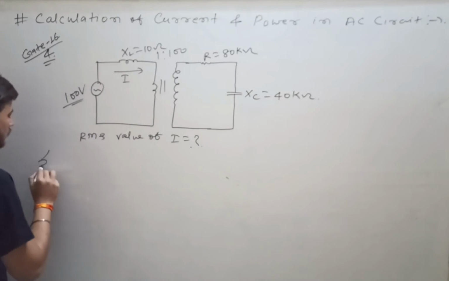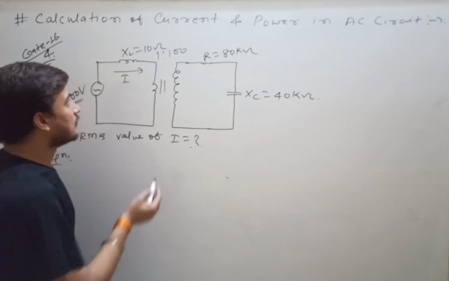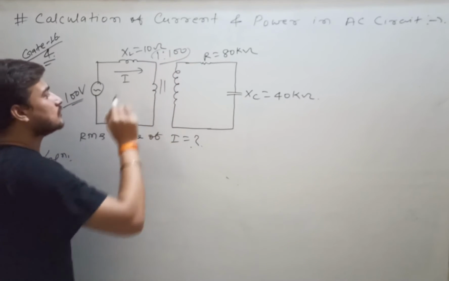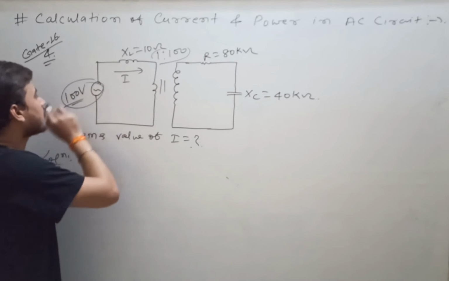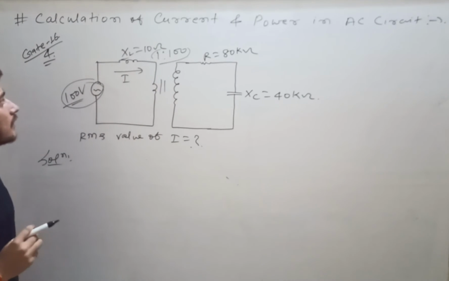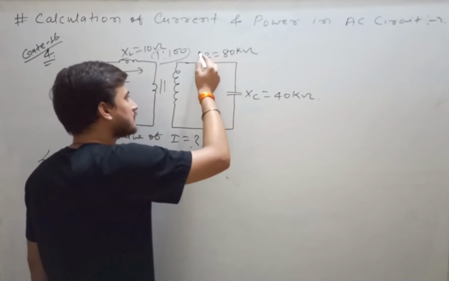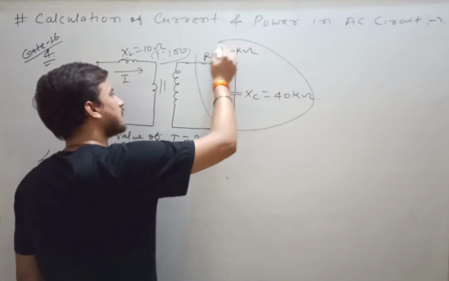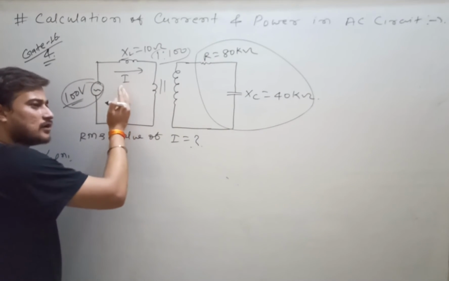Come to the solution. This is the transformer. Turns ratio is given 1:100. How to find this current I? This is supplied, and here the RMS voltage is 100 volt. Here it is XL equal to 10 ohm. So what you will have to do? See, this is the secondary circuit. So we can refer the secondary to primary, because you have to find the primary current.